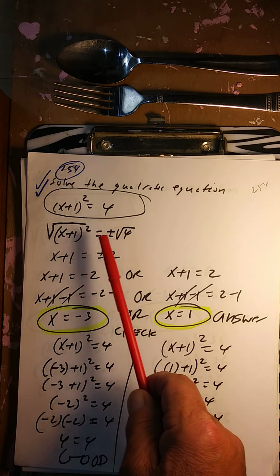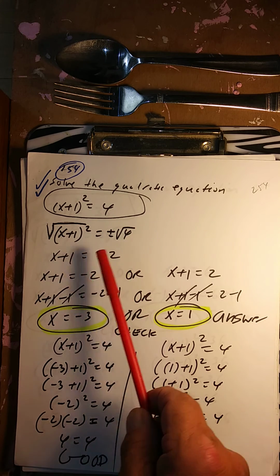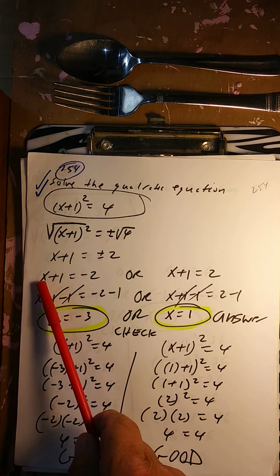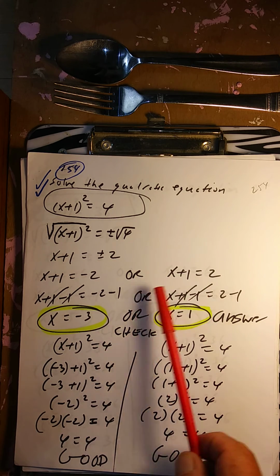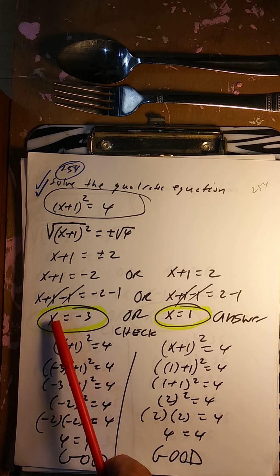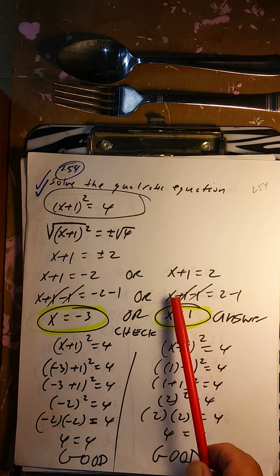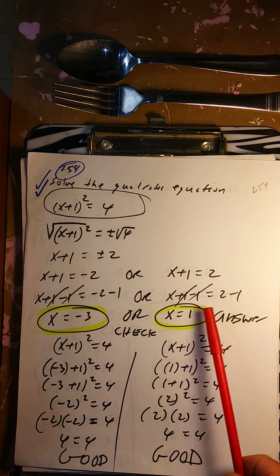Square root both sides now. Take the square root of the left side, right side, plus or minus this answer. So we have x plus 1 equals plus or minus 2. X plus 1 equals negative 2. X plus 1 equals 2. Minus 1, so x equals negative 3. And this one's going to be x plus 1 minus 1. 2 minus 1, so x equals 1.